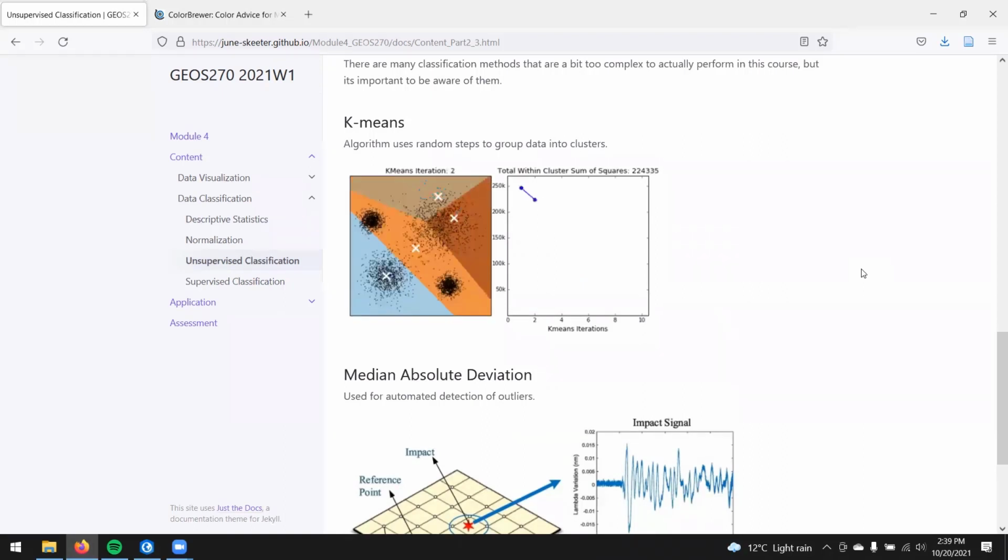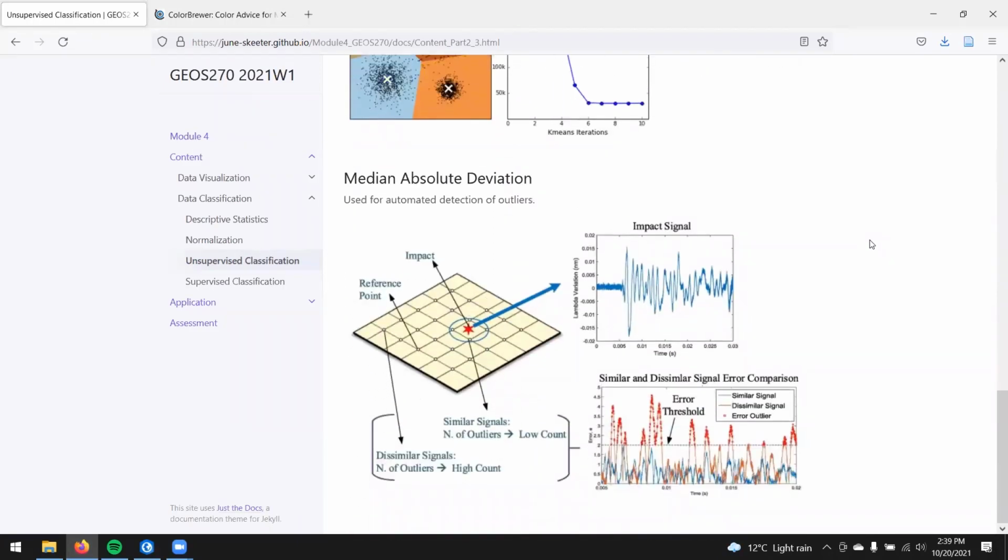So this GIF is just showing something called a k-means algorithm. All you do is say, I want this many classes, and you give it a data set with as many variables as you want, and it's going to classify it for you. It just uses random iterations to try and find the best solution. There's other methods, like this one called median absolute deviation. I use this to find outliers in data sets. You don't need to worry about what it is. I'm not going to ask you about median absolute deviation on a test or anything like that. But it's just important to know that there are more complex options out there.